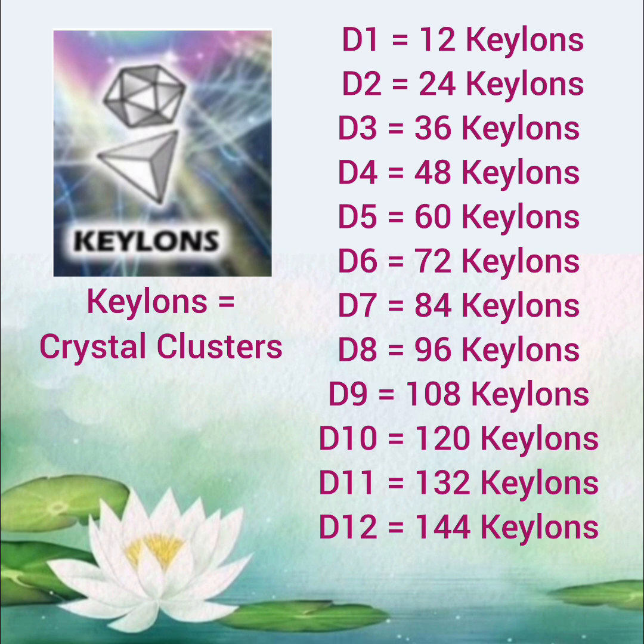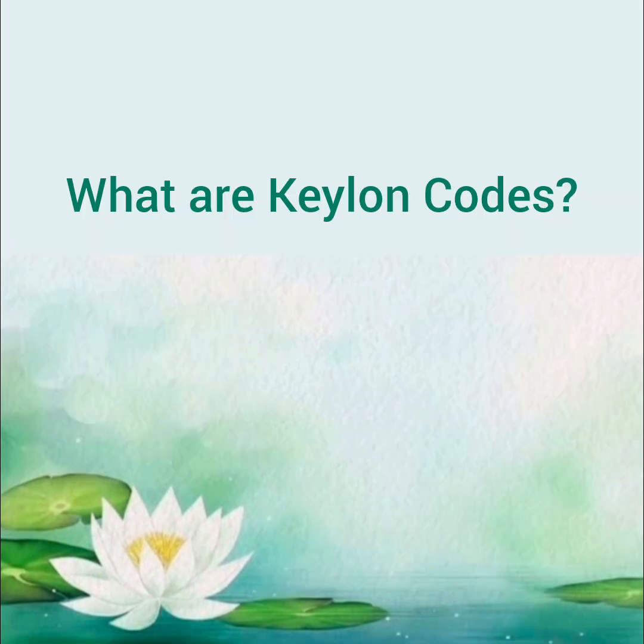In the same way, dimension 12 has 144 keylons. So for the 12th dimension, the 12 strand DNA template, there must be 144 keylons. Now let's talk about the meaning of keylon codes.